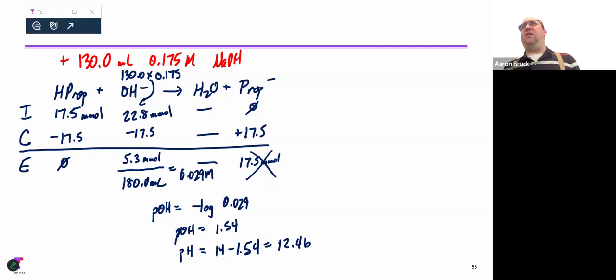Free hydroxide always trumps conjugate base. So the moment that we go past the equivalence point, we no longer care about that other equilibrium, because free hydroxide is always going to win out.